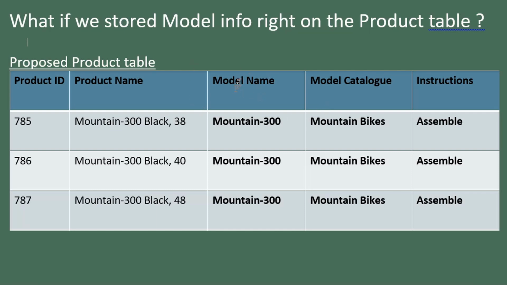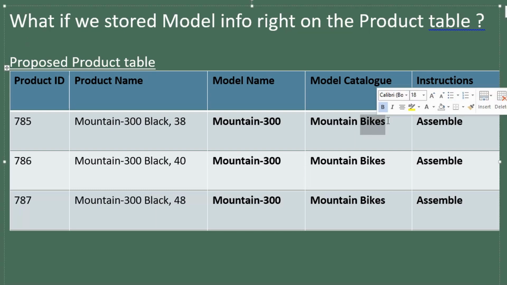Let's see what would happen if we actually took the model data and simply put it on the product table. So our Mountain 300 bike product records would look like this. You'd have the product key, the name, and the model catalog and the model instructions would all be stored right there. Now, what if the company put a mandate that the catalog name for model Mountain 300 was to be changed from mountain bikes to, oh, I don't know, mountain bicycles?